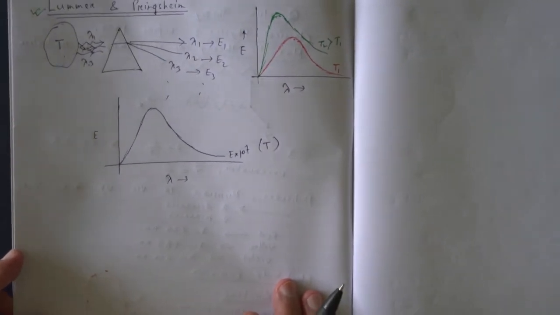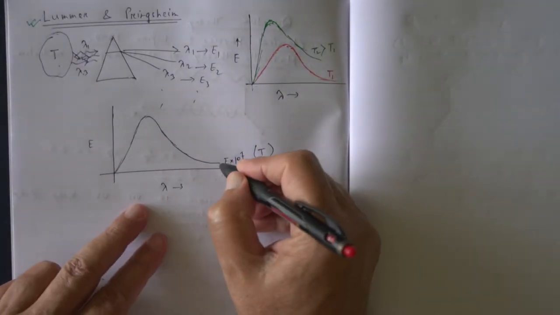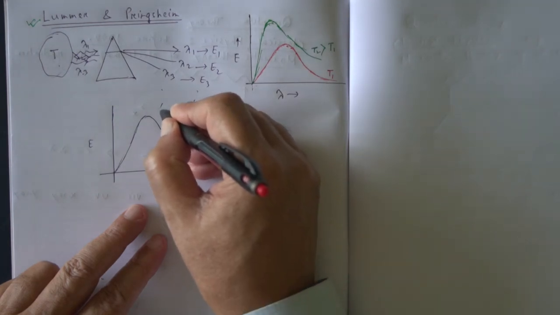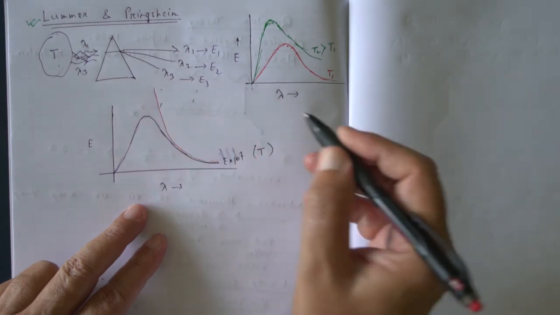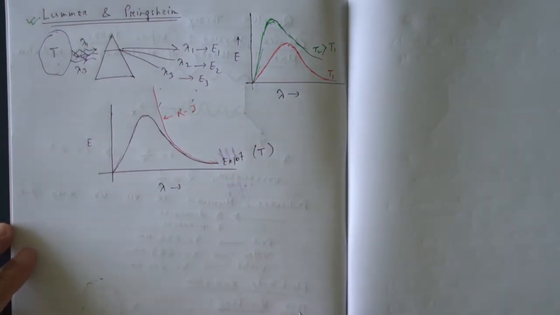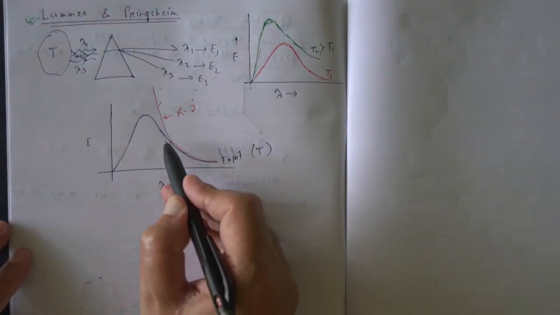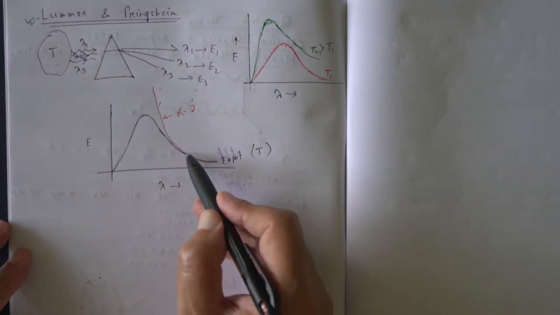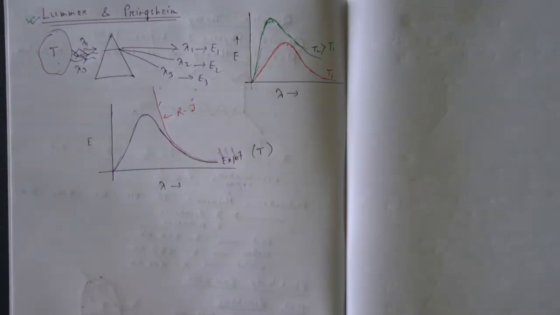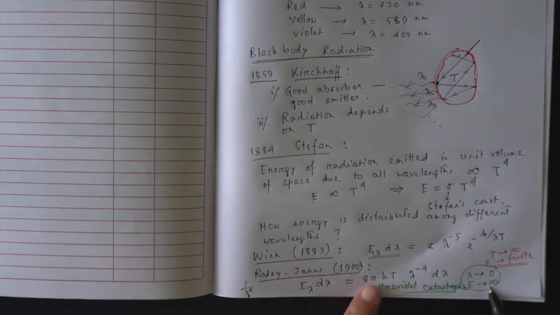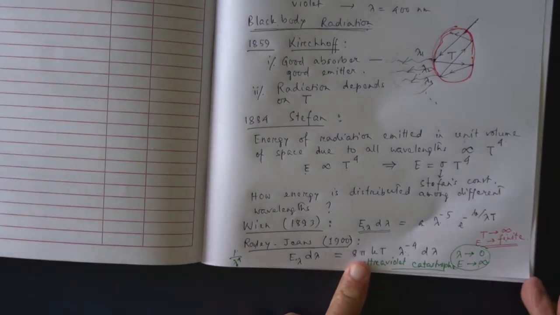And if we draw the graph, we will find that Rayleigh's formula is somewhat applicable in the longer wavelength region. But in the shorter wavelength region, it is not applicable because it goes like this. Because we have seen when lambda tends to zero, energy tends to infinity. We have seen this.